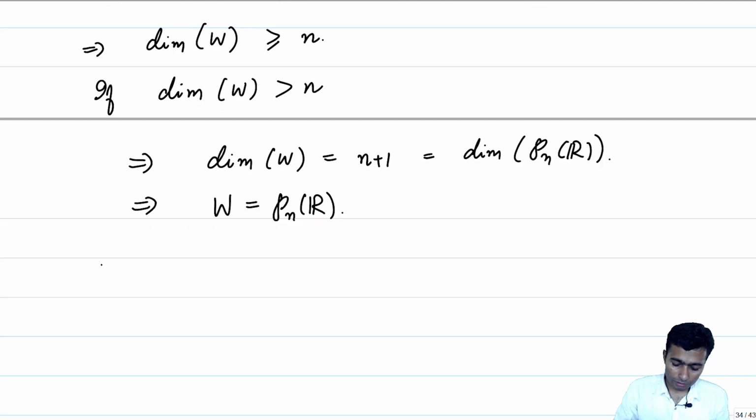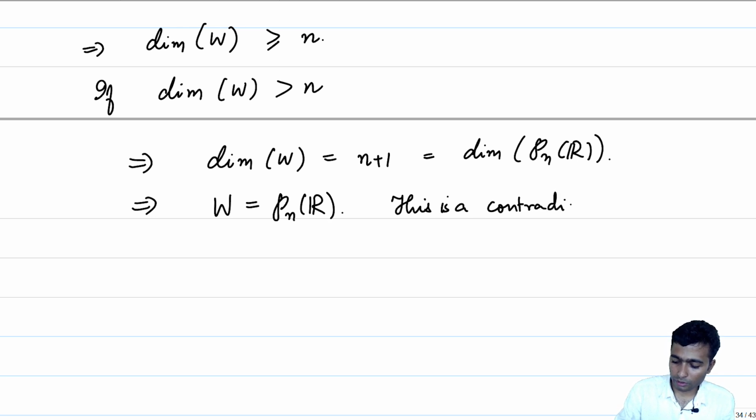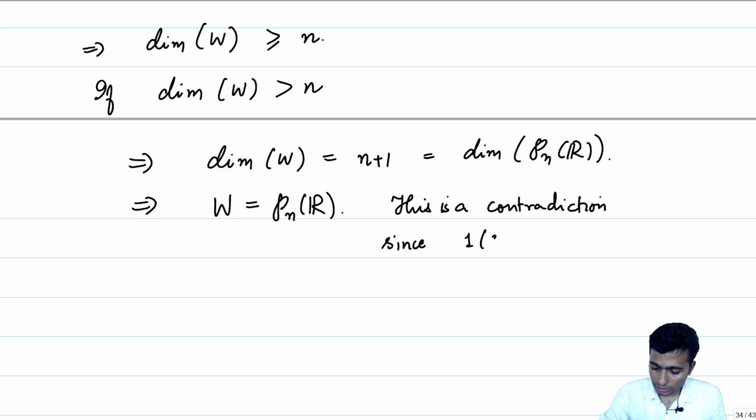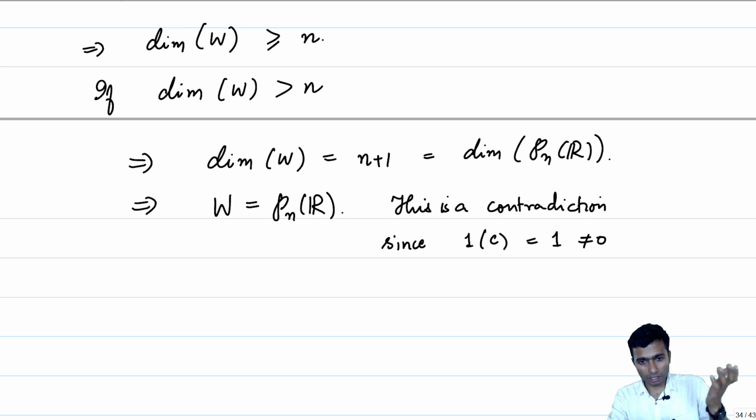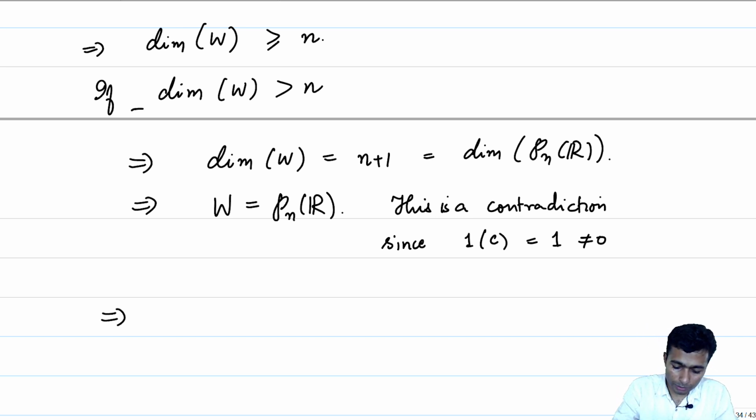But that cannot happen, because this is a contradiction. What was our W? W was the collection of all those polynomials which vanish at C. In particular, the constant polynomial 1 at C is equal to 1, which is not equal to 0. Non-zero constant polynomials do not vanish at any point, and every element in W should necessarily vanish at C, that is, P of C is equal to 0. So this is a contradiction, which implies the assumption I just underlined cannot happen. This implies dimension of W is equal to n.